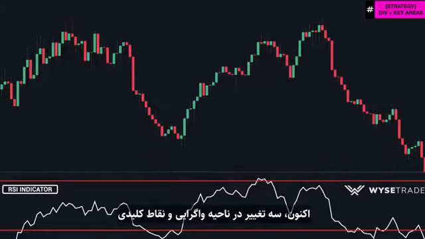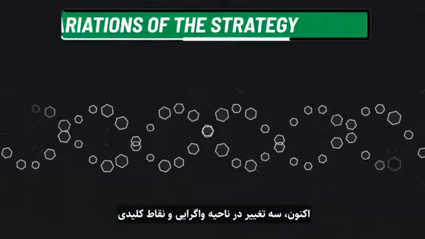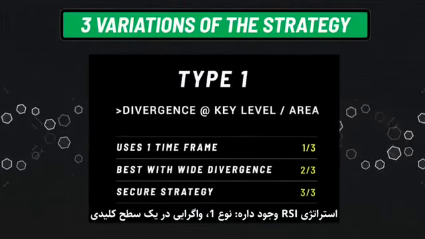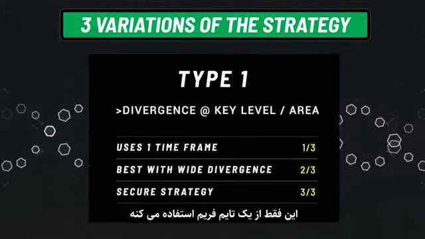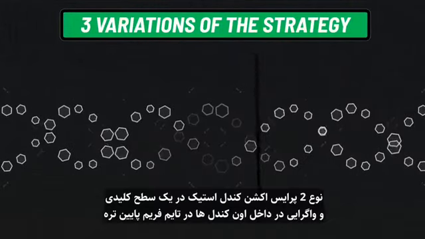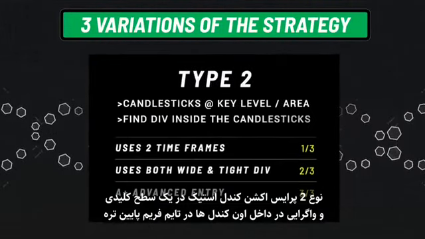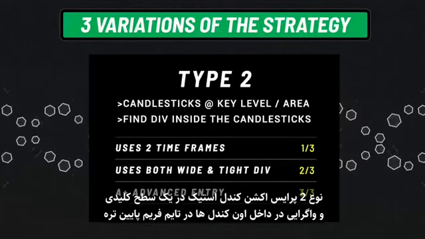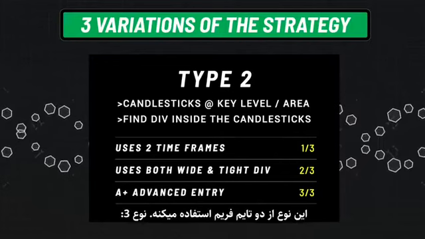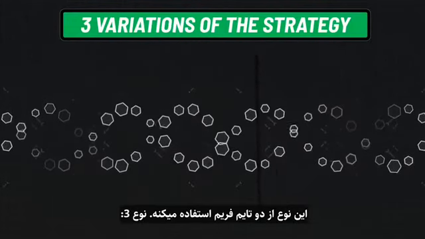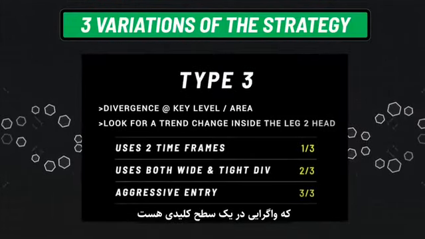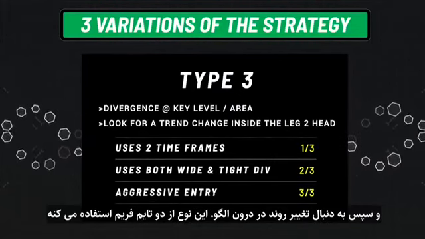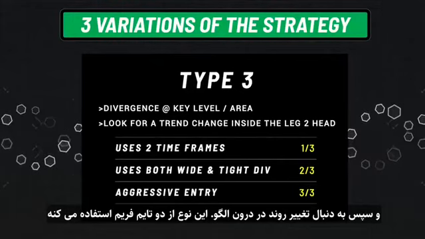Now, there are 3 variations to the divergence plus key area RSI strategy. Type 1 is divergence at a key level. This uses only one time frame. Type 2 is candlestick price action at a key level and divergence inside of those candlesticks on the lower time frame. This type uses 2 time frames. And type 3, which is divergence at a key level and then looking for a trend change inside of the leg 2 head. This type uses 2 time frames as well.